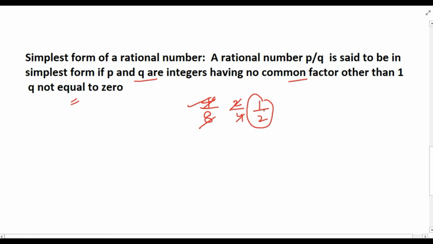So that means this p and q, the numerator and denominator, do not have any common factor, and the denominator is not equal to 0. It has only one common factor, and that common factor is 1. So the simplest form of a rational number means you have to cancel it and find the simplest form. They will not have any common factor. For example, 3 by 4 is the simplest rational number because it does not have any common factor other than 1, and q is also not equal to 0.